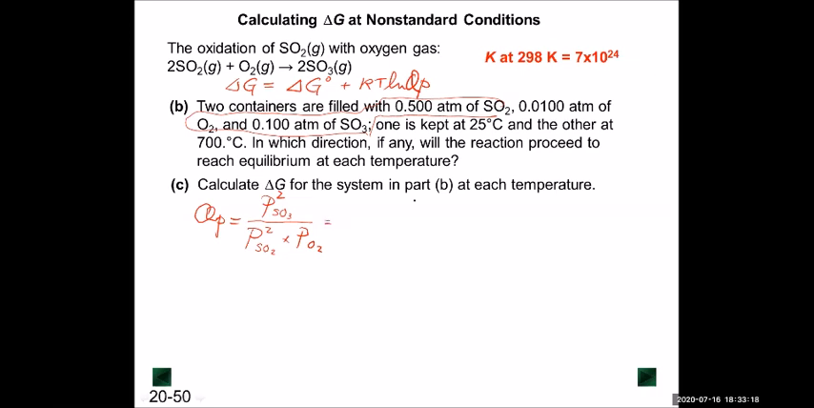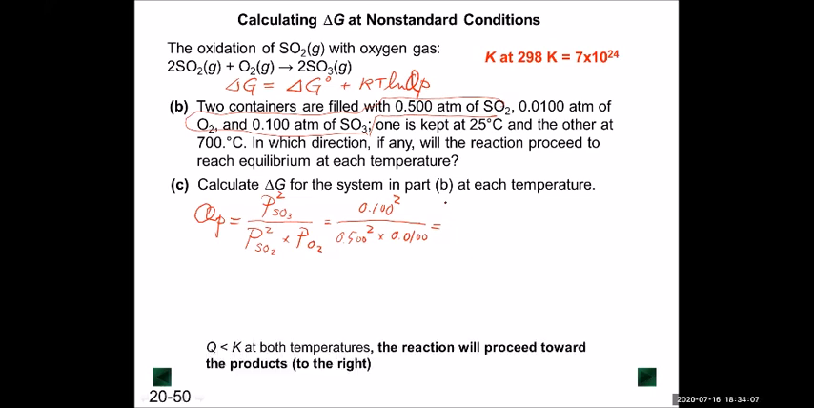So now just substitute the numbers. We have sulfur trioxide, 0.100. You can skip the units because a calculated quotient or equilibrium constant is dimensionless. This is the pressure for sulfur trioxide, squared. Sulfur dioxide is 0.500, also squared. And finally the O2, dioxygen, is 0.0100. So you can easily calculate the quotient.